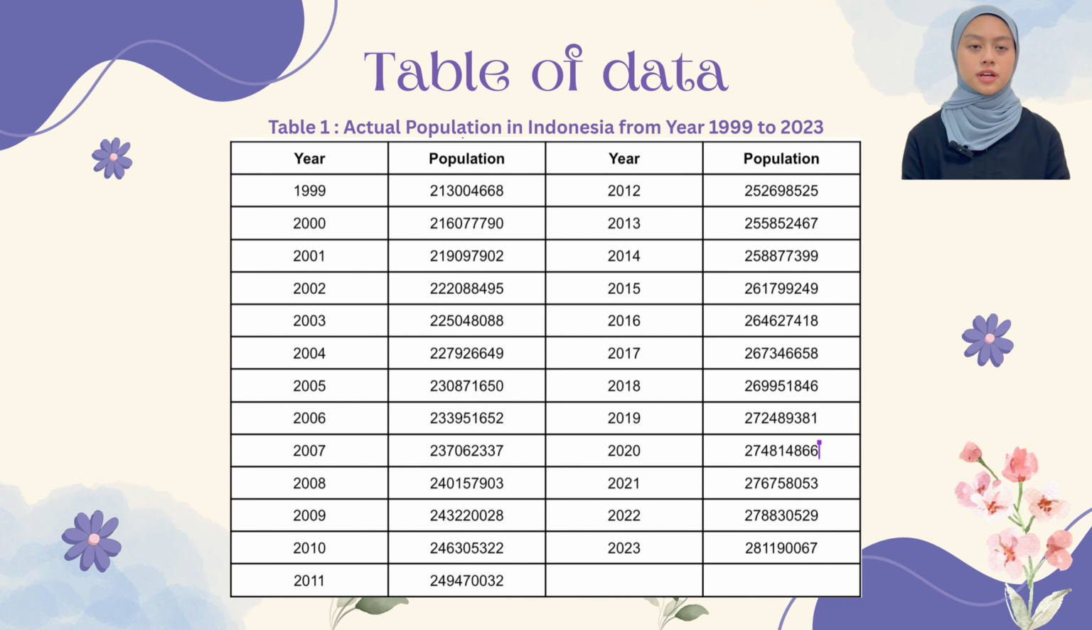Table 1 presents data on the actual population of Indonesia from the year 1999 to 2023. It shows a consistent yearly increase in the population over the 24-year period. In 1999, the population of Indonesia was recorded at approximately 213 million people. This number steadily rose each year, reaching around 281 million by 2023. The data reflects a total population growth of over 68 million people during this time span.